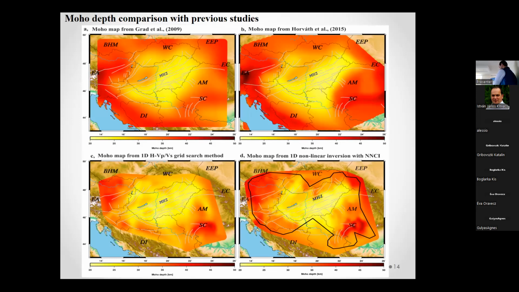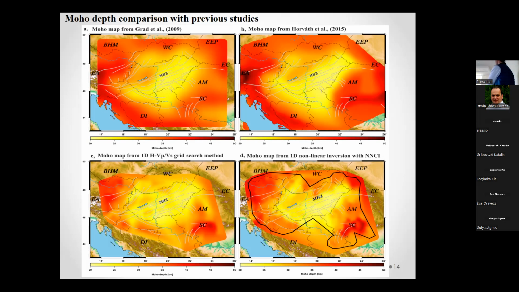So the first map shows the Moho map from Grad et al., which is based on global receiver function and passive seismic data. The B map shows the Moho map from Horváth et al., which is based on gravity data and active seismic measurements in the Pannonian Basin. And the C map shows our first map from the H-kappa method, which is based on only 2021 data points, but this shows much more detailed results than the previous one.